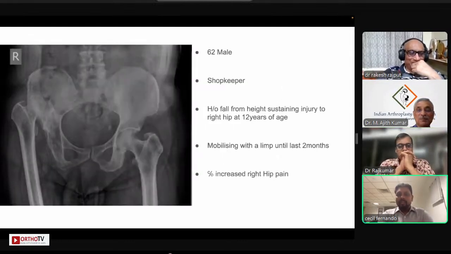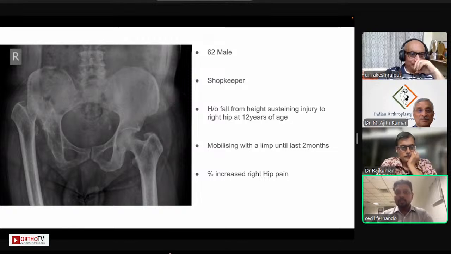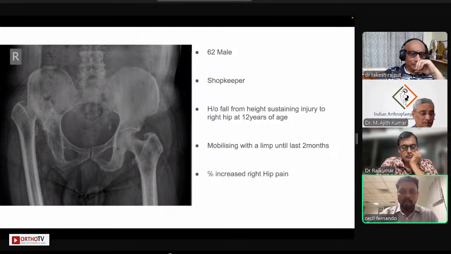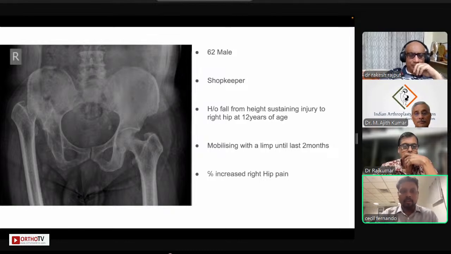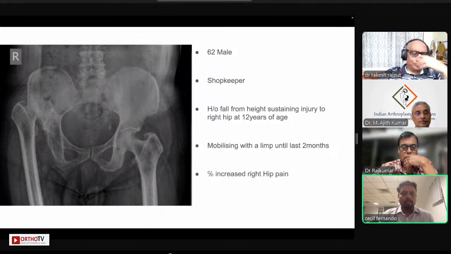So directly going to the case, the patient was a 62-year-old male shopkeeper by occupation with history of fall, which he sustained at the age of 12. He was managing with the limp all these years, but for the past 2 months, patient was having severe pain, which affected his activities of daily living. And this is the X-ray at the time of presentation, sir. X-ray of bilateral pelvis with bilateral hip (AP), where we can see right hip dislocated and quite high up.